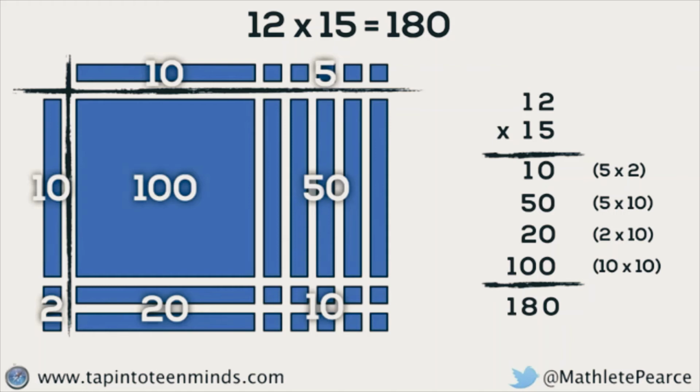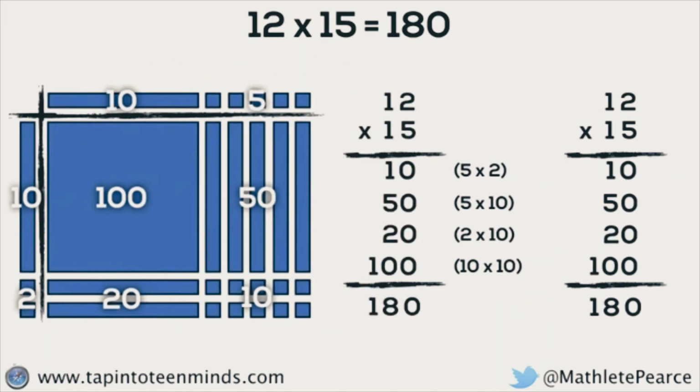While we're at it, we should probably make a quick connection to the standard algorithm we typically use here in Ontario, which basically has students chunking the first two partial products together, the 5 times 2 and the 5 times 10, for 10 and 50 to get a result of 60.